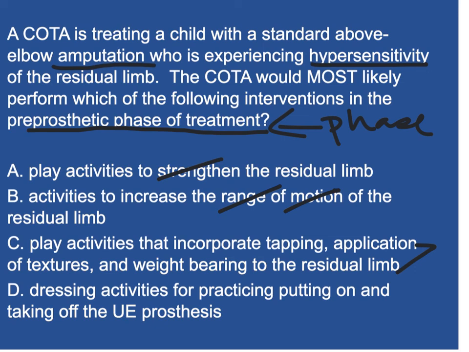D, dressing activities for practicing putting on and taking off the upper extremity prosthesis. Well, we saw right here, the person doesn't have a prosthetic because we're talking about the pre-prosthetic phase. So there is no prosthesis. So just by process of elimination, we know that C is the only answer that could be right.